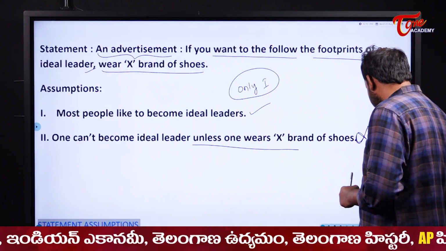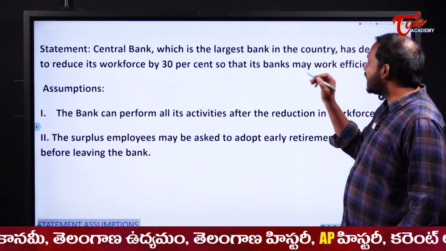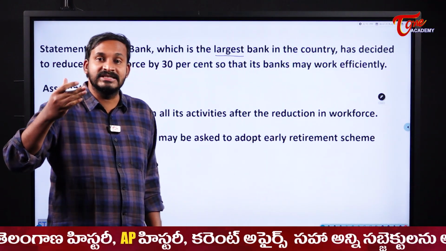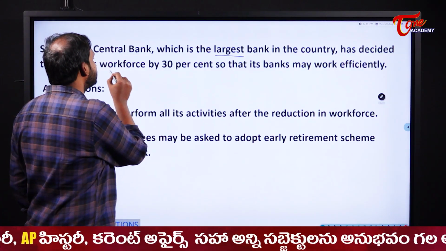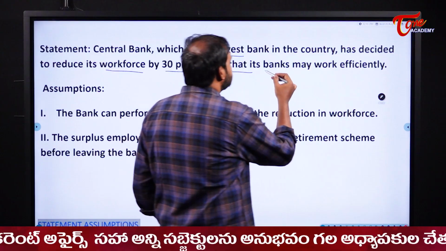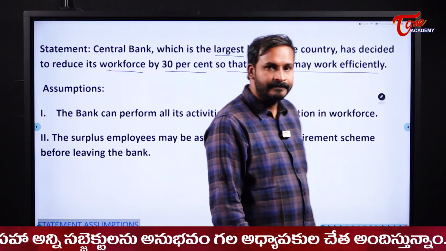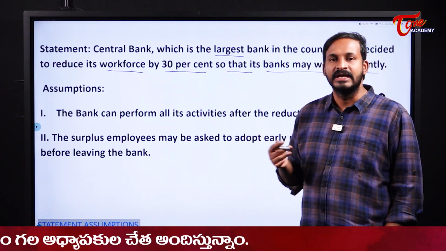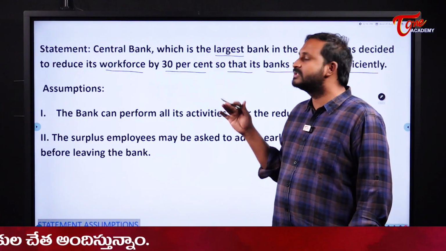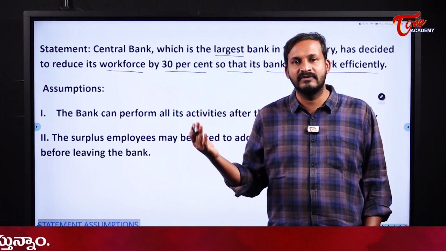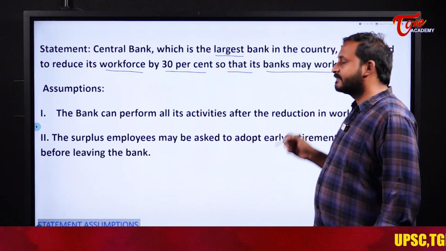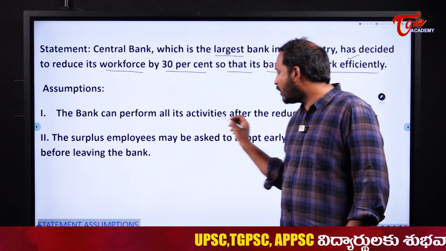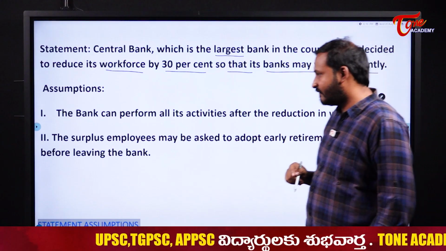Understood? Right? Next one. Central bank, which is the largest bank in the country, has decided to reduce its workforce by 30% so that its banks may work efficiently. See students, whatever the statement they give, if they make anything, assumption means, yes, we should understand one thing, that by reducing the workforce, definitely there is a chance of improving the work efficiency. That is the assumption which they are making, statement they are telling us. Now come. The bank can perform all its activities after the reduction in the workforce.